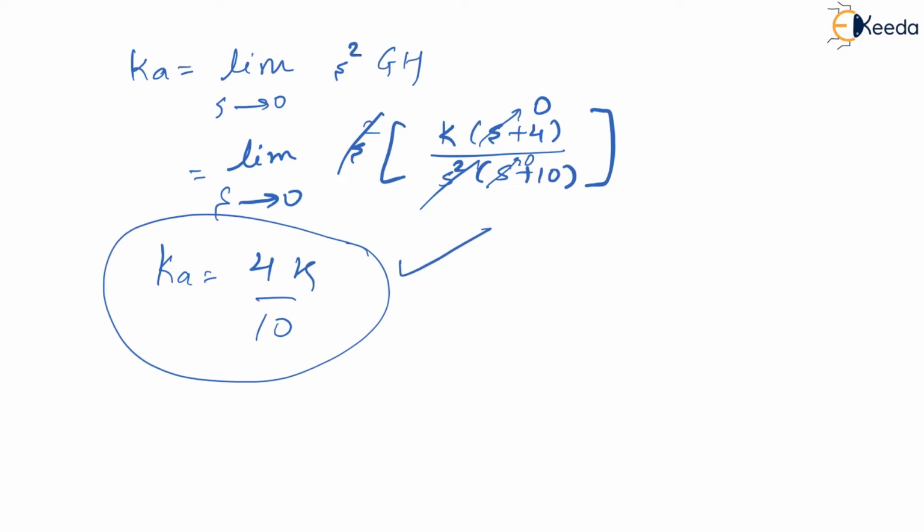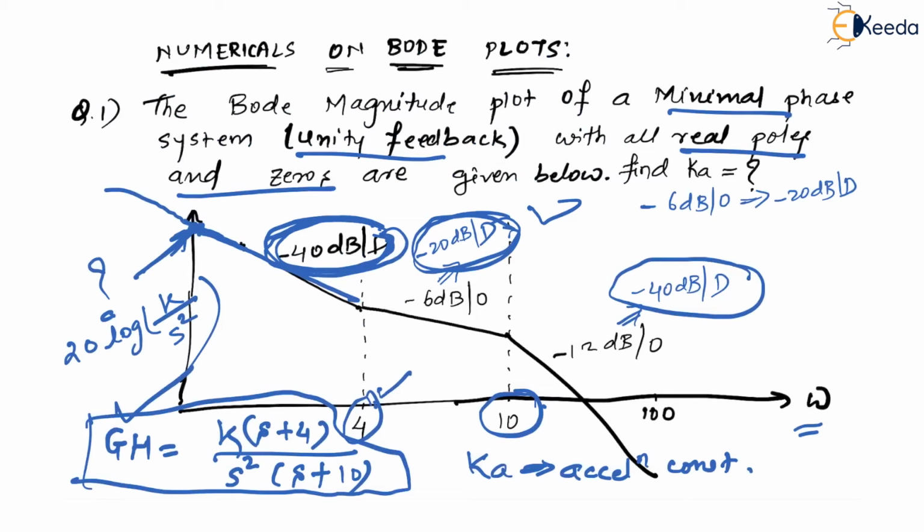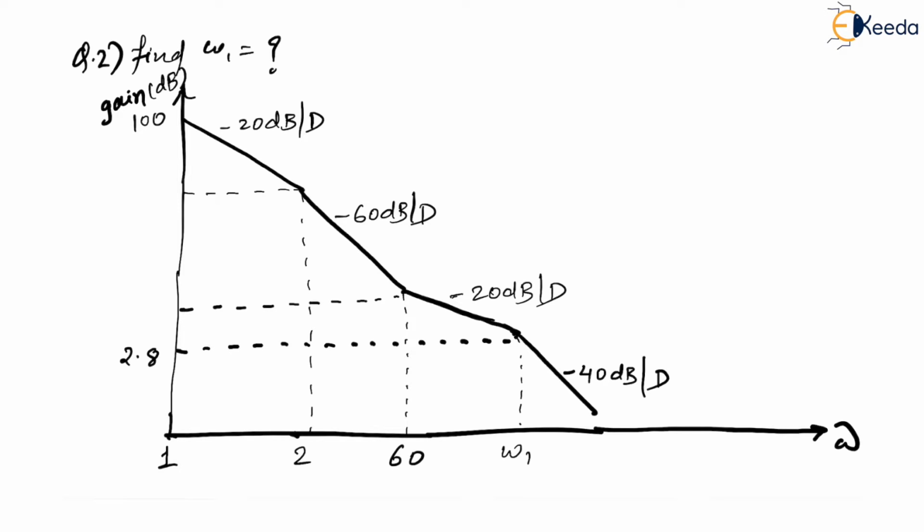Easy problem, right? Yes. Now, second question. Very interesting second question. Yes, dear. So if you check out, they are asking me to find out omega 1. Omega 1 is here. Omega 1 has to be found out. So again, this slope is given. Then again, this point magnitude is given.